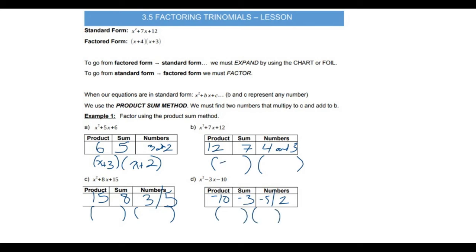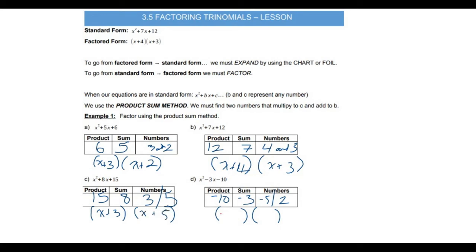So let's go back to B for a second here, and we'll find in B, we'll just have x plus 4, x plus 3. And again, if you foiled all those together, sorry, that says 4. If you foiled that together, you would come back to x squared plus 7x plus 12. Same thing here. x plus 3, x plus 5.